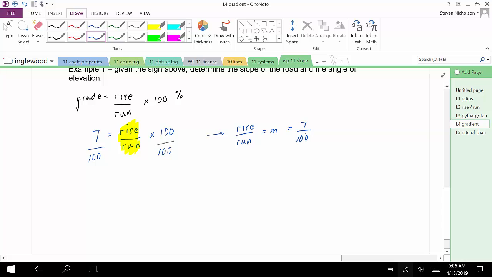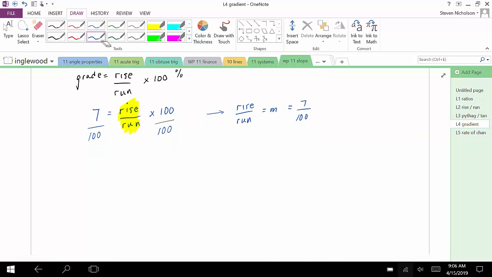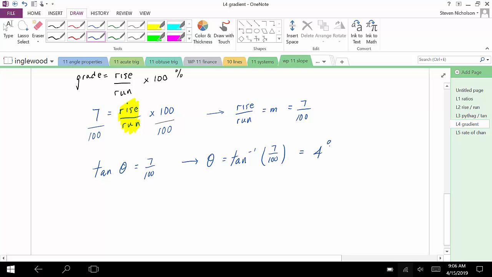In order to express this grade as an angle of elevation, we're going to use our tangent ratio as slope. So tangent of an angle is equal to this, and then we push the button on our calculator. The angle of elevation is equal to the inverse tangent of 7 over 100. And when we push that button on our calculator, a grade of 7% means that the steepness, the angle of elevation of that road is 4 degrees.